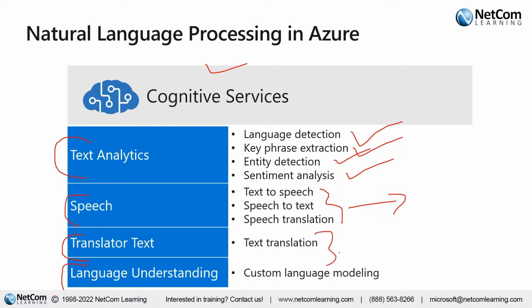Text translation is basically translating the text from one language to another. And then there is custom language modeling, which is to train a language model that can understand spoken or text-based commands, right? Let's say you want to say "switch on the TV" in Spanish, right? For that kind of scenario, you're going to use the language understanding capabilities of these Cognitive Services.